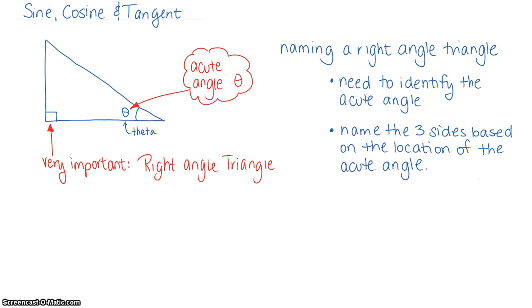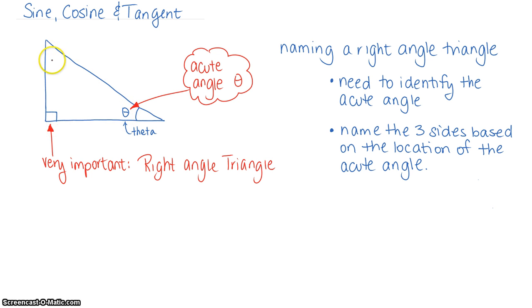So this unit on trigonometry is going to focus on sine, cosine, and tangent. There's a couple of important things that we need to know about naming a right angle triangle first. Now when working with sine, cosine, and tangent, it's very important that we are working with a right angle triangle. That's number one. Number two is we need to know how to identify the angle of interest.